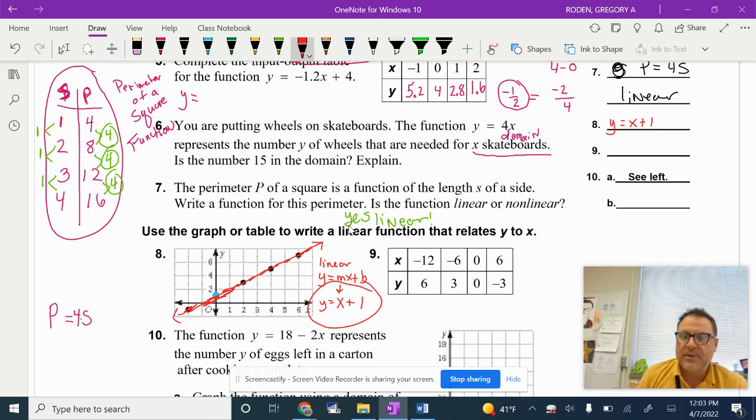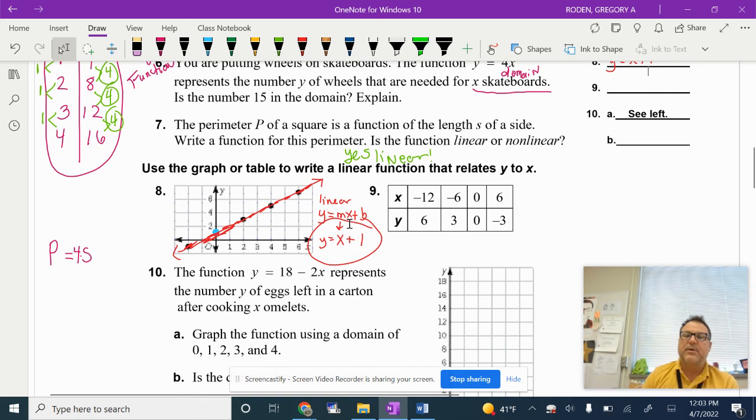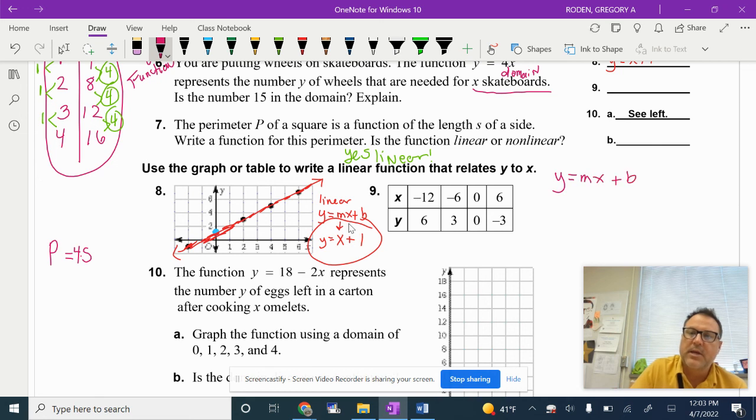Okay, now number 9, I'm going to show you a way to do number 9 that's kind of simple here. Well, the first thing I want to do, remember, when you write a linear equation, you always want to write the equation in y equals mx plus b. You need to find your m and you need to find your b. Now, if you look at this table right here, we can just see where the b is because when x is 0, the y value is your b. Well, what is the y value when x is 0? Well, it's just 0. See, it's 0 right there?